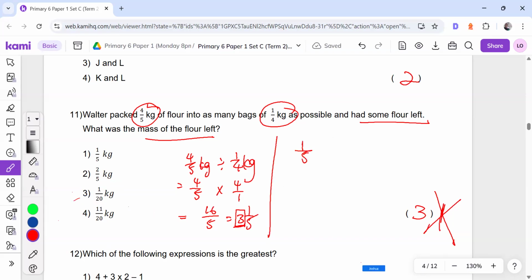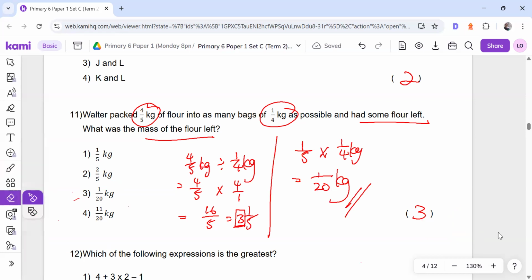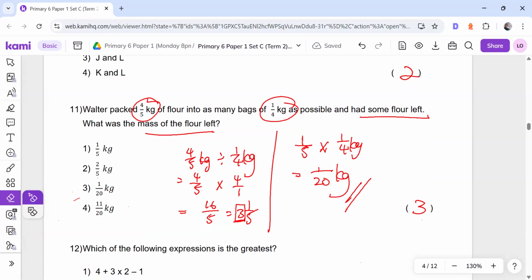Okay, now the answer is not number 1, but how do you get the leftover flour? You take 1/5, this is a shortcut to get the remainder. 1/5 times how heavy 1 bag is. You multiply 1 times 1, 5 times 4. So what is the leftover flour? 1/20, which is answer number 3. So this is a shortcut to get the remainder flour, which is the leftover. Okay, let's go to the next one.